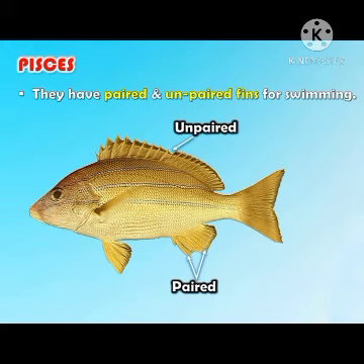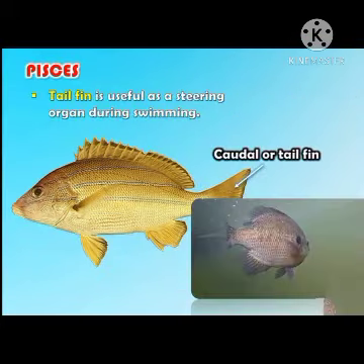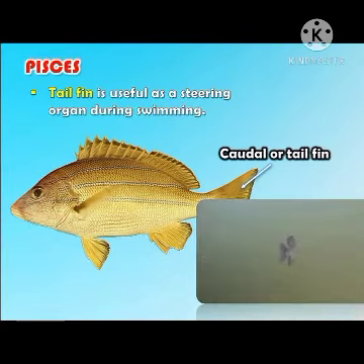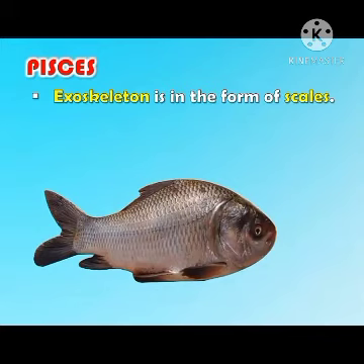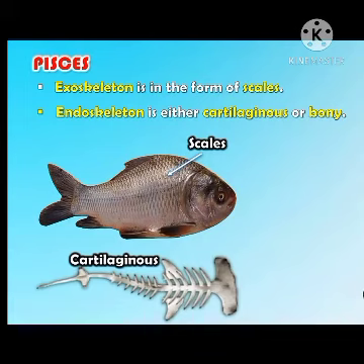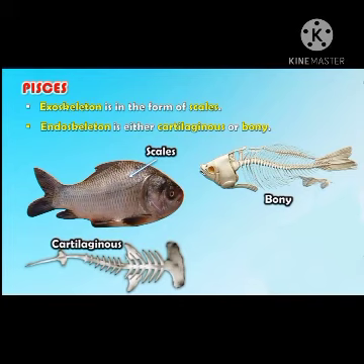They have paired and unpaired fins for swimming. Tail fin is useful as a steering organ during swimming. It means the tail helps in changing direction. Exoskeleton is in the form of scales. Endoskeleton is either cartilaginous or bony. It means some fishes have cartilaginous endoskeleton and some fishes have bony endoskeleton.